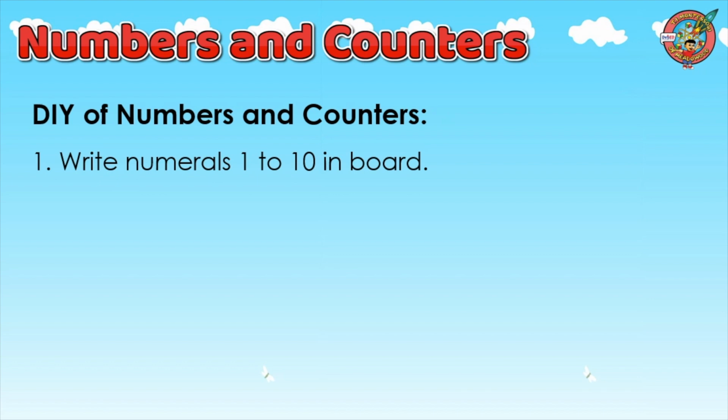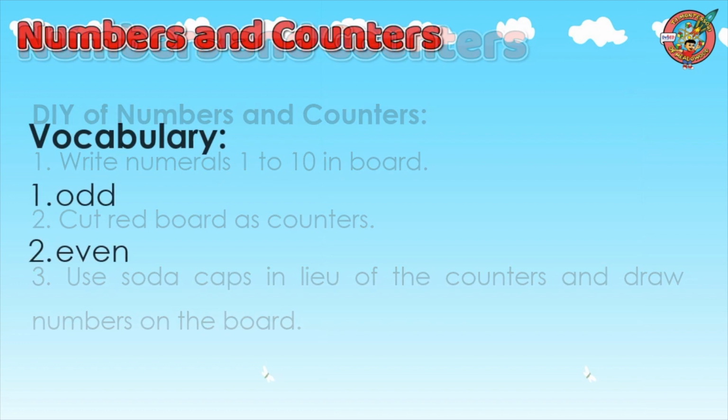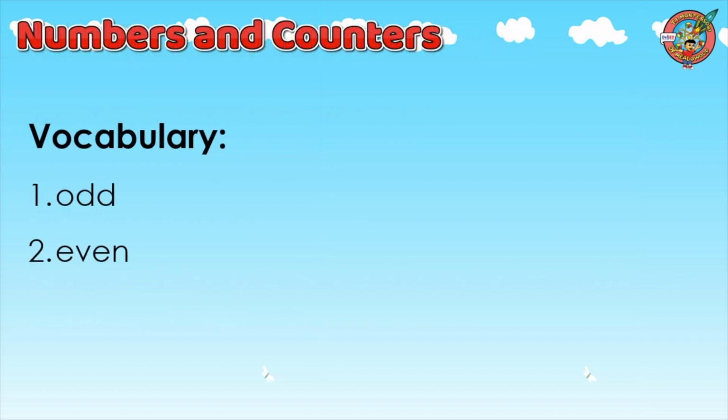Write numerals 1 to 10 in a board. Then, cut red board as counters. And lastly, use soda cups in lieu of the counters and draw numbers on the board. Vocabulary: we had odd and even.